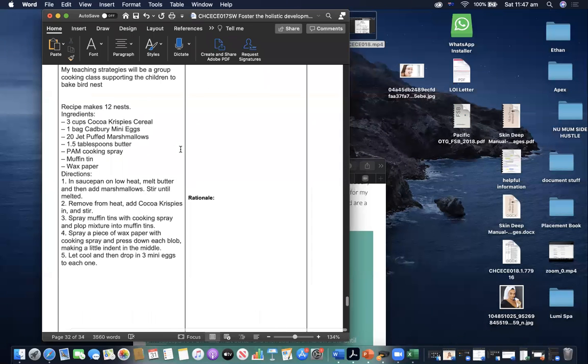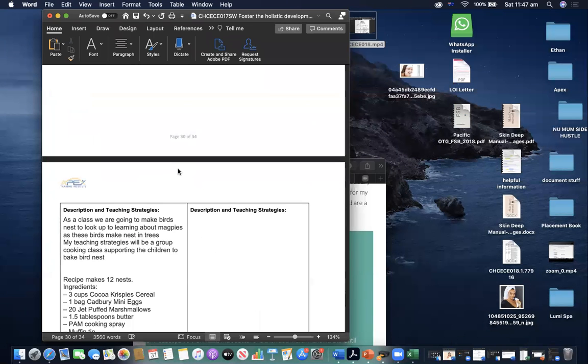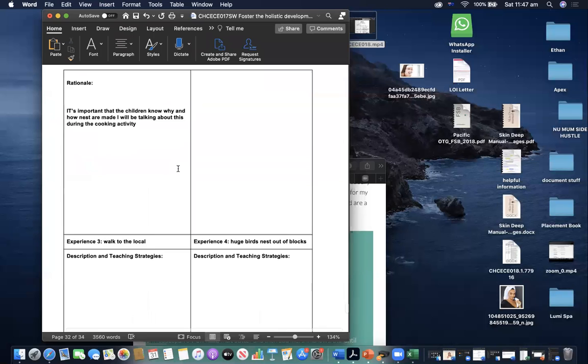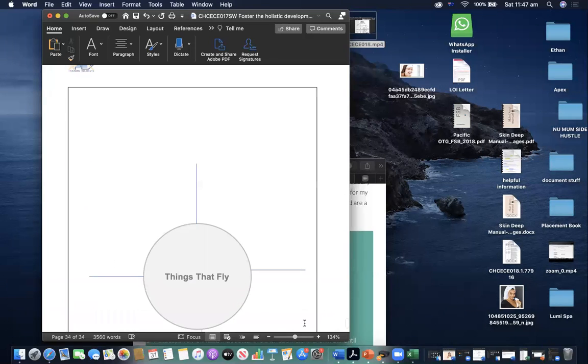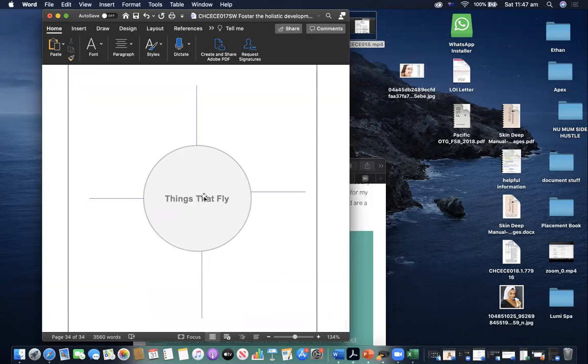I'm not going to go through the other 4 because you kind of get what you need to do, but that's what you need to do for this activity here, okay? Then what we're going to do is our web plan. Again, there's heaps of information in your textbooks about this web planning. So this is your main web here, Things That Fly. So this is what teachers do to map out when they want to teach the children about a topic, okay?